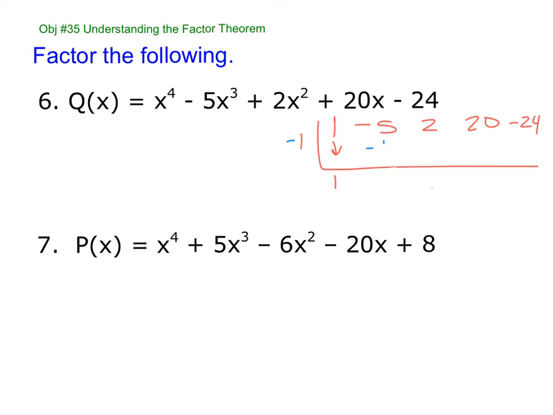Let's try 2. -3, -6, -4, -8, 12, 24. Oh, got it. So the first one is x minus 2. But now I have to keep going, right? Because I have an x cubed. Actually, that's actually factorable. I'll show you in a second. Let's just keep doing the synthetic division.